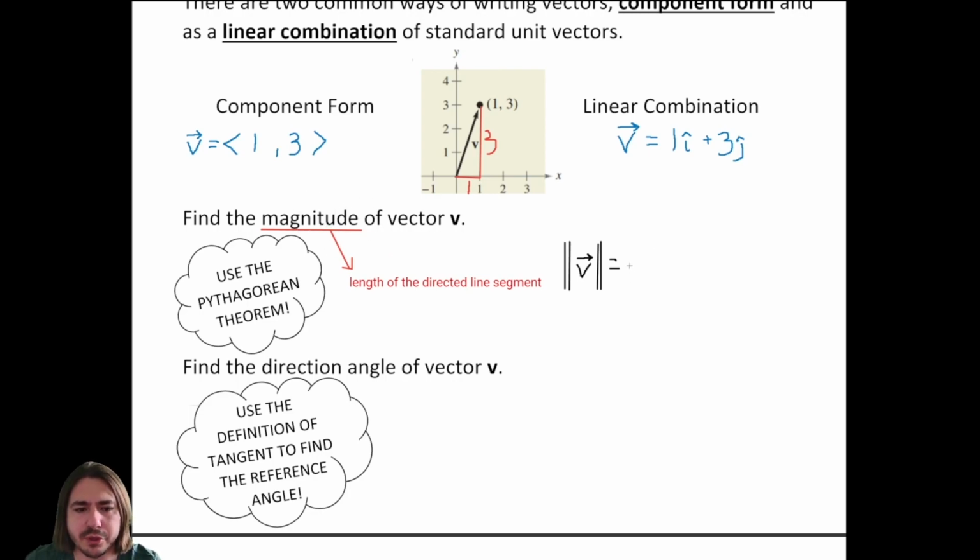And the way we can compute it is by taking the square root of a squared plus b squared, okay? Or in this case, 1 squared plus 3 squared. And then you would type that in your calculator if need be. Here we probably don't need a calculator. 1 squared is 1, 3 squared is 9, so 1 plus 9 is 10. So we will say that the magnitude of vector v is the square root of 10.